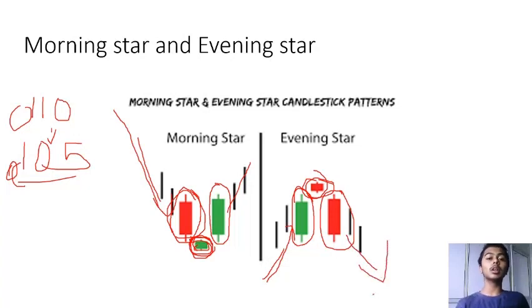So these are a few candlestick patterns. I don't only trade using candlesticks. I also trade using other things like support and resistance, volumes, and different things. So that will be covered in later videos.